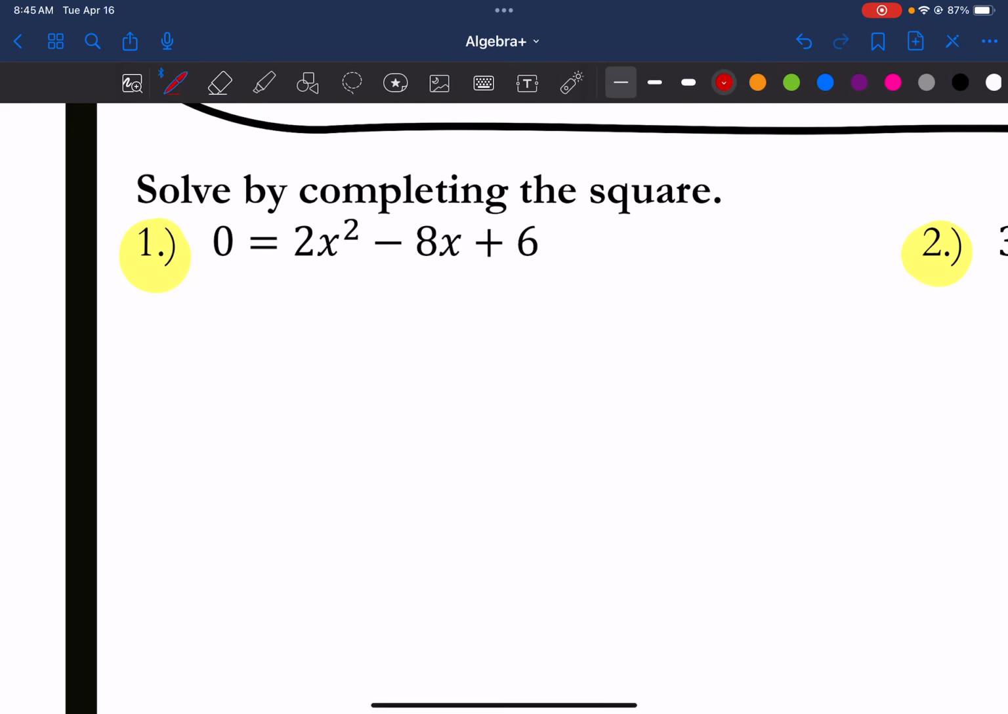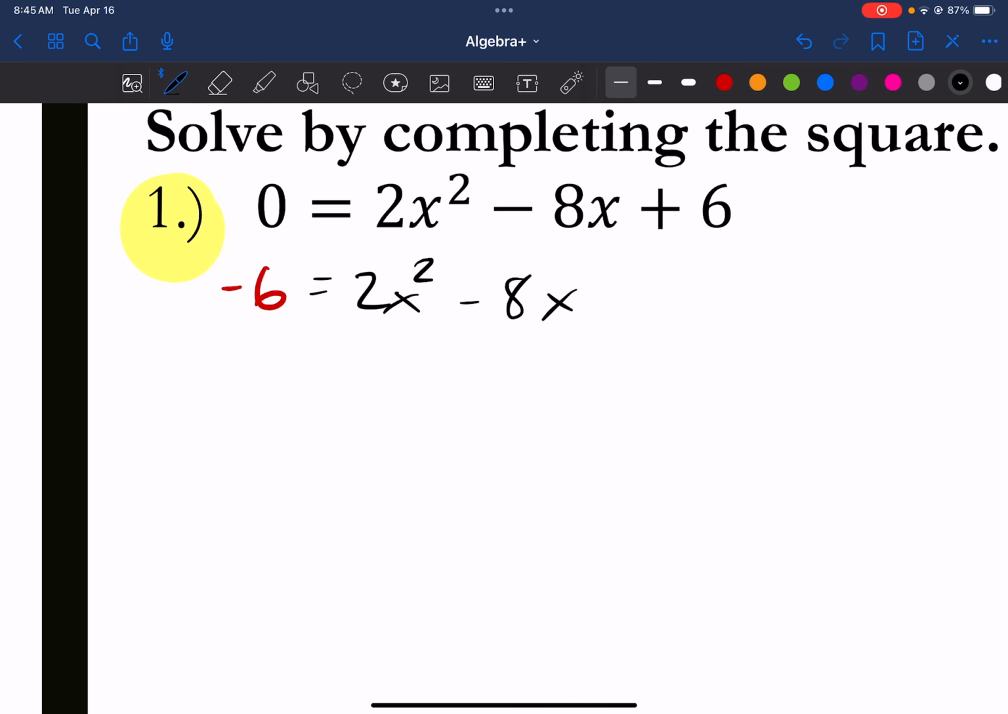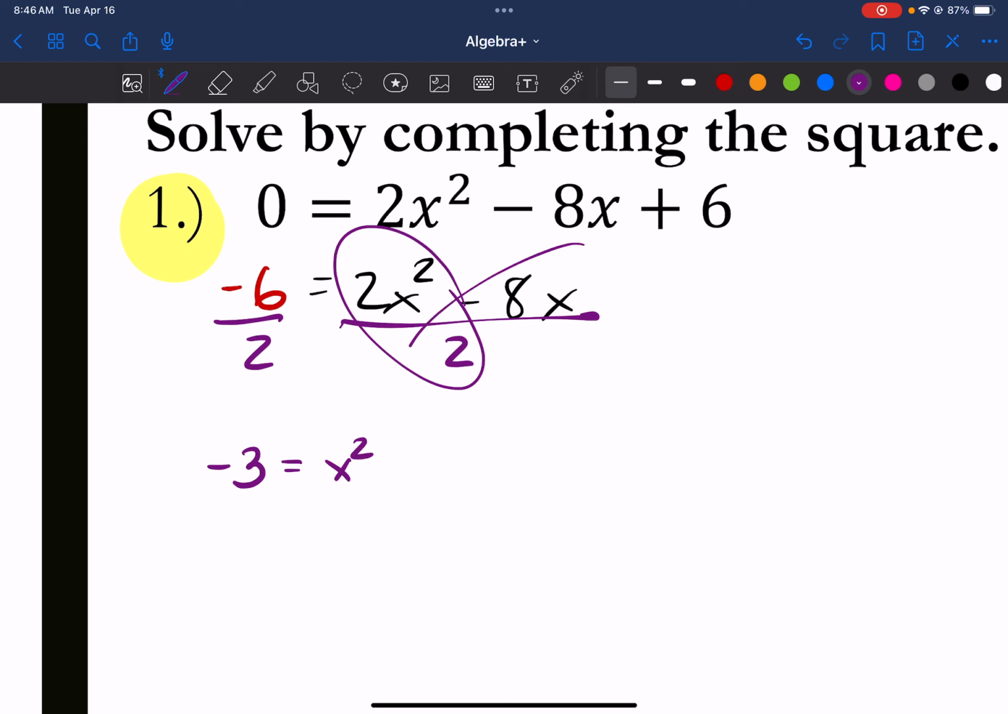We're going to bring c to the other side, so we get a negative 6 equals 2x squared minus 8x. Now, when I divide everything by 2, it actually works out perfectly, right? This gives me a negative 3 over here. This gives me an x squared over here. This gives me a minus 4x. Everything's simplified perfectly. That's not always going to be the case. Sometimes you will get fractions, and we'll do an example of that as well.